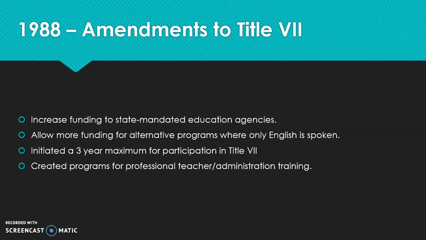(1988) Amendments to Title VII. These amendments increased funding to state-mandated education agencies. They allowed more funding for alternative programs where only English was spoken. They initiated a 3-year maximum for participation in Title VII, and they created programs for professional teacher/administration training.